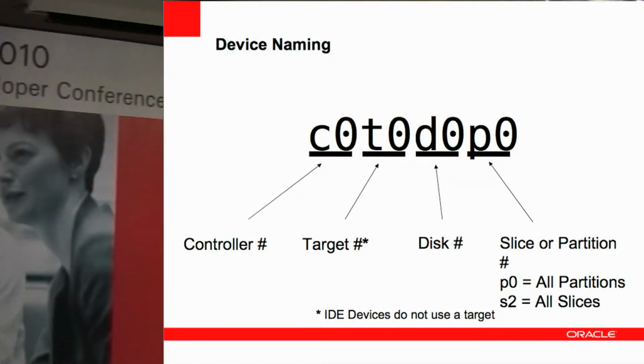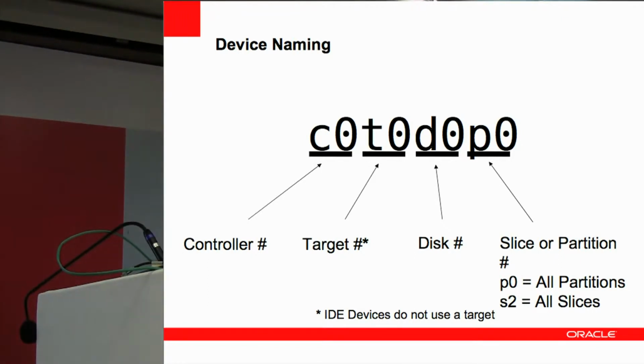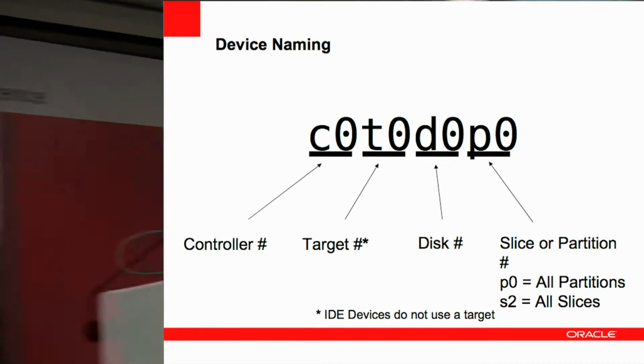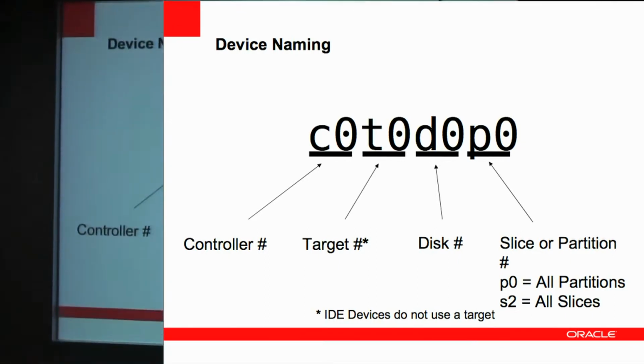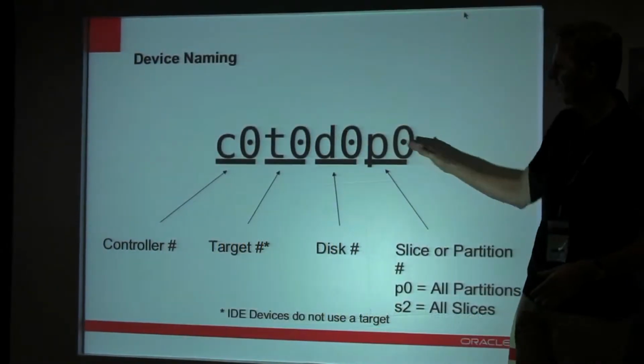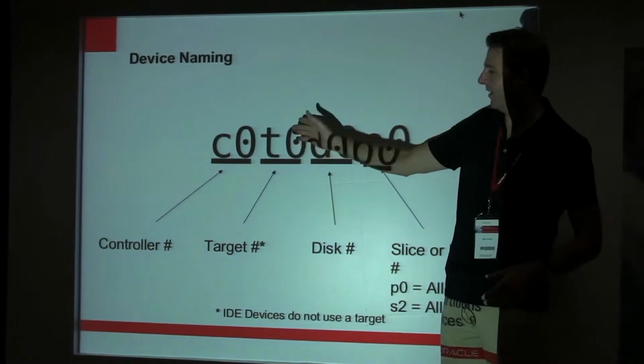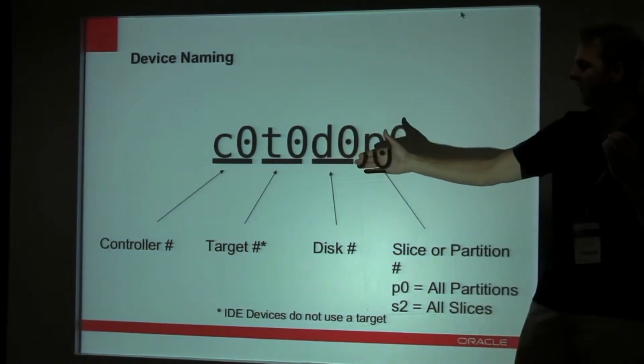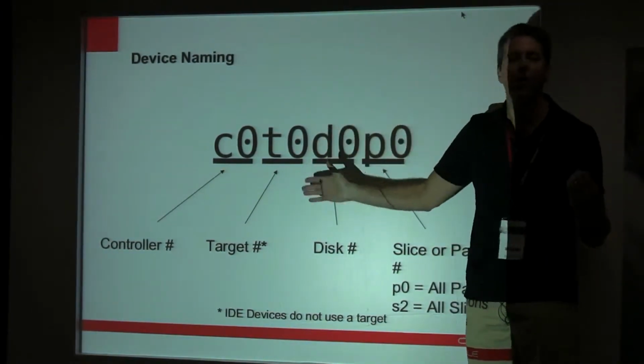All right, I said I would get to device naming, and I'm running out of time, but really quickly, we could spend a lot of time on this. You saw C0, D0. You will also see T0. Basically, what I've spelled out here is that the C is generally the controller number that the device is attached to. The T is the target number.